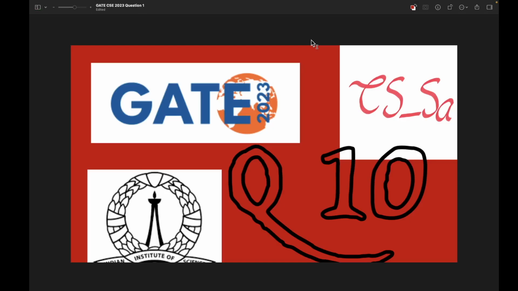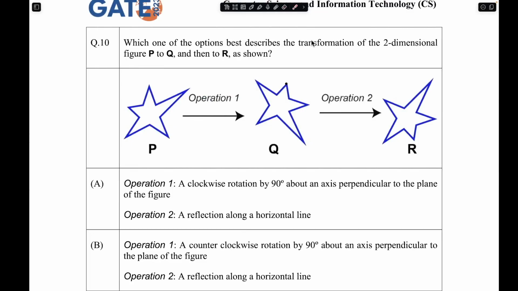Good morning, students. Today we are going to solve question 10 from GATE CSE 2023. The question states: which one of the following options best describes the transformation of the 2D figure? Now this is the 2D figure from P to Q, and then to R.